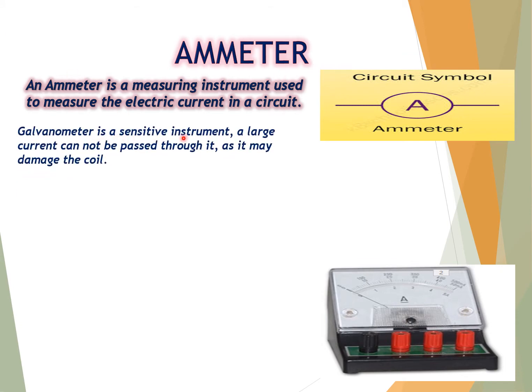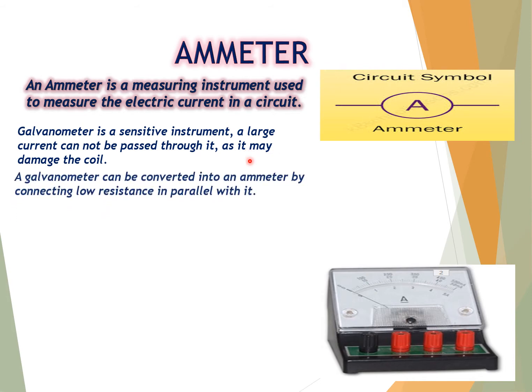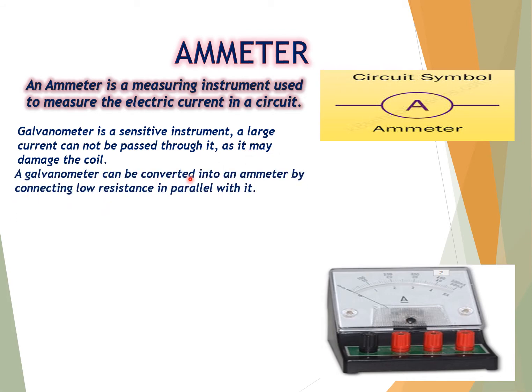Galvanometer is a sensitive instrument. A large current cannot be passed through it, as it may damage the coil. A galvanometer can be converted into an ammeter by connecting a low resistance in parallel with it. So the galvanometer is a sensitive device, and it cannot measure a greater amount of current. So we can convert a galvanometer into an ammeter by connecting a low resistance in parallel with the galvanometer.